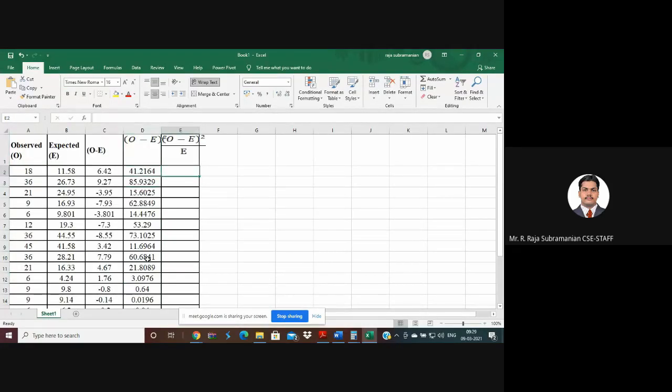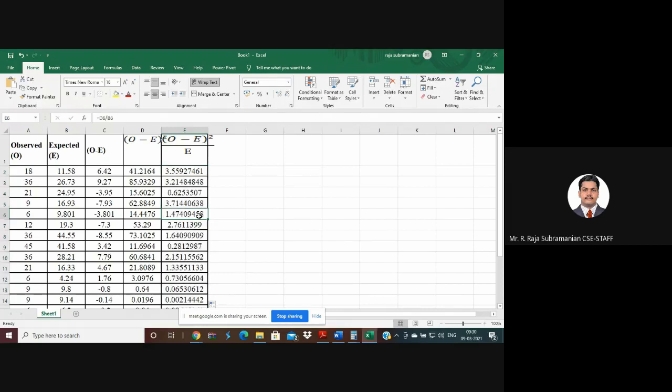Next, (O minus E) the whole square divided by E. This is (O minus E) the whole square, and this is E. So (O minus E) the whole square, that is 4.21, divided by this 11.58 E. I take that. I get 3.55. I just do the same thing. We should also round it. I round off to 3 decimal digits.